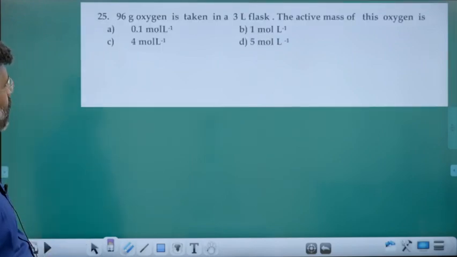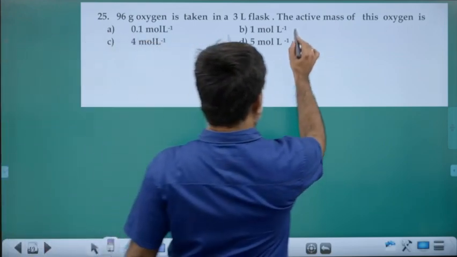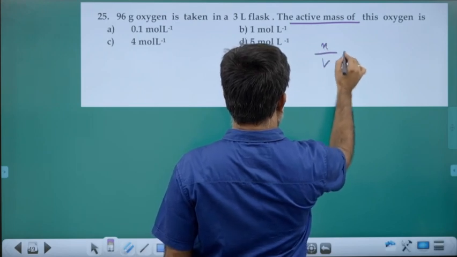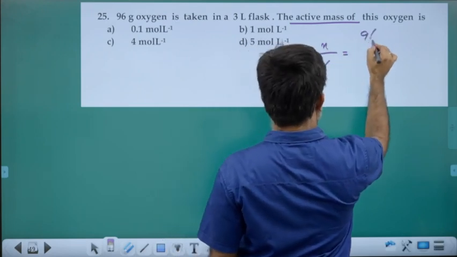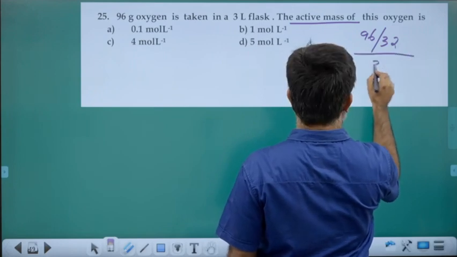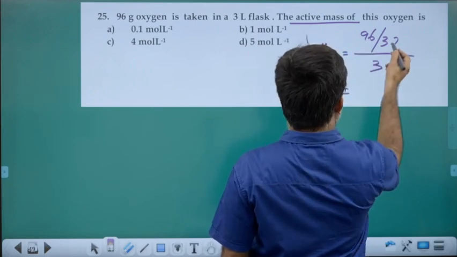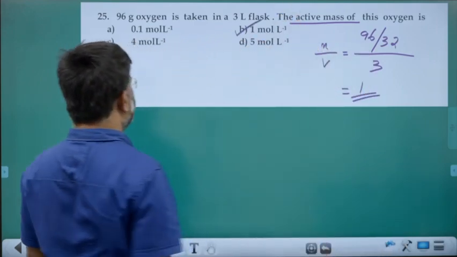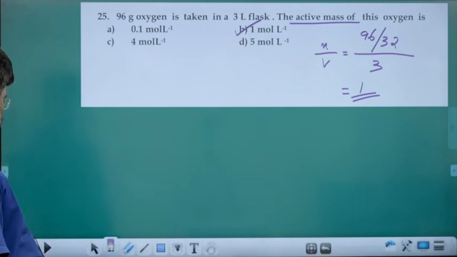96 gram oxygen taken in 3 liter flask. Active mass. Active mass means molar concentration. Molar concentration means mole per liter. That is 96 gram divided by molar mass divided by volume in liter. This is 3 by 3, 1. Option B. Next.